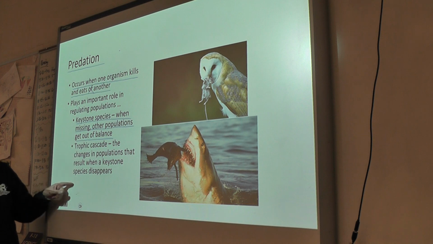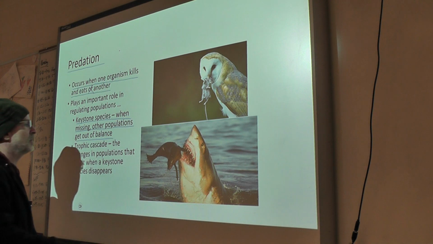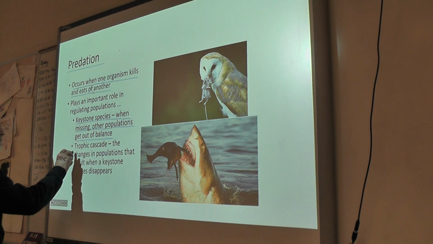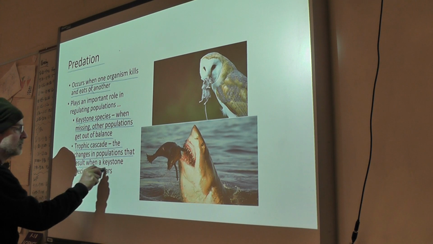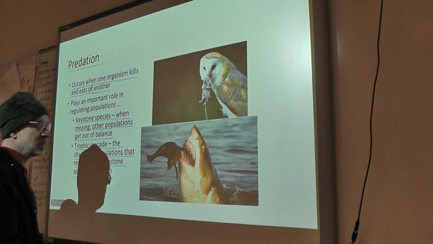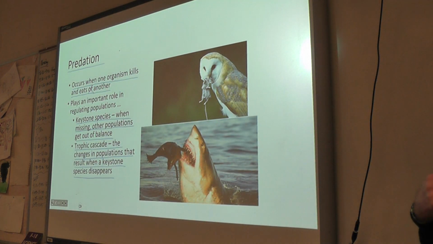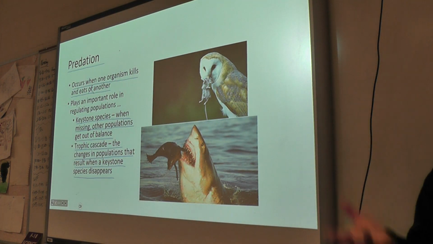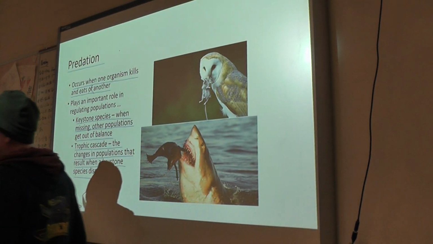And so this piece where you get a whole bunch of changes to an environment because of the disappearance of a keystone species is called a trophic cascade. So a trophic cascade is what happens when a whole bunch of other organisms change in abundance. Some of them might become more abundant, some of them might become less abundant, but there's shifts in the populations of organisms when one keystone species goes away.